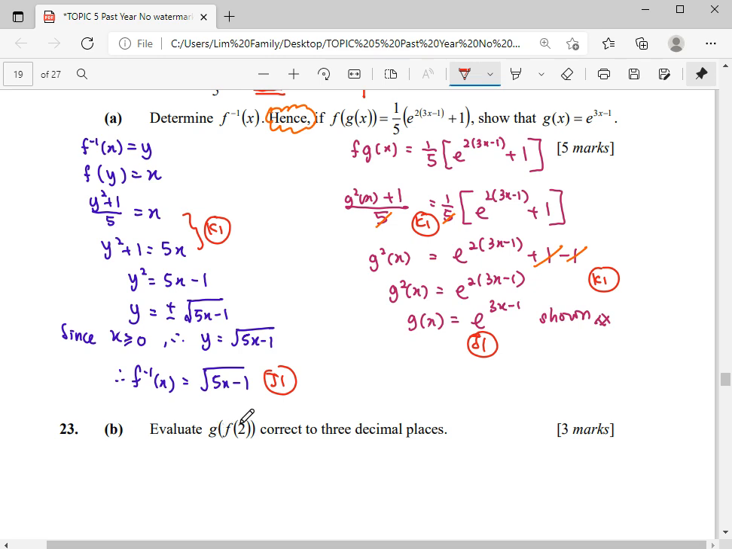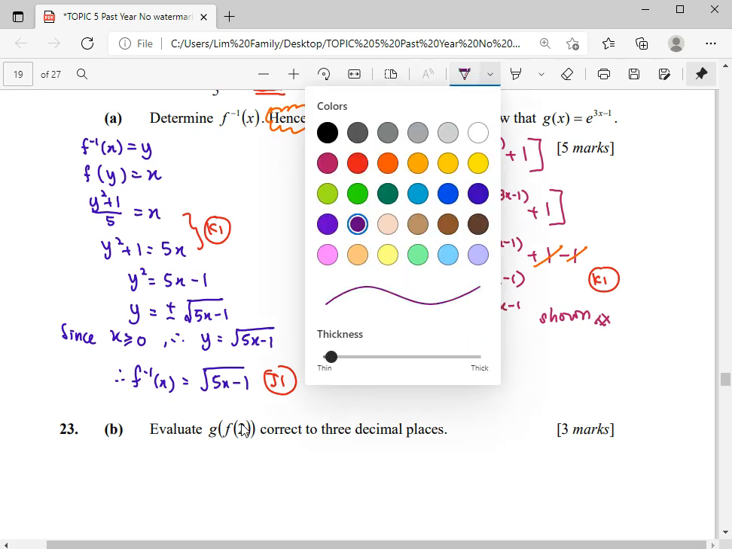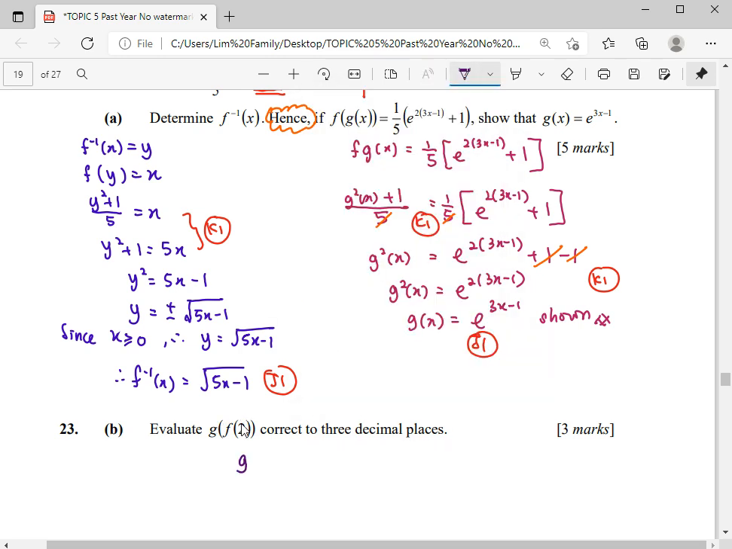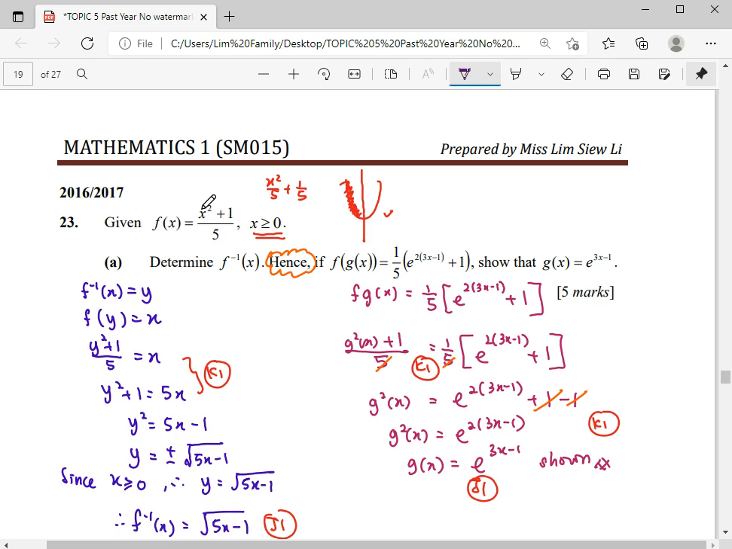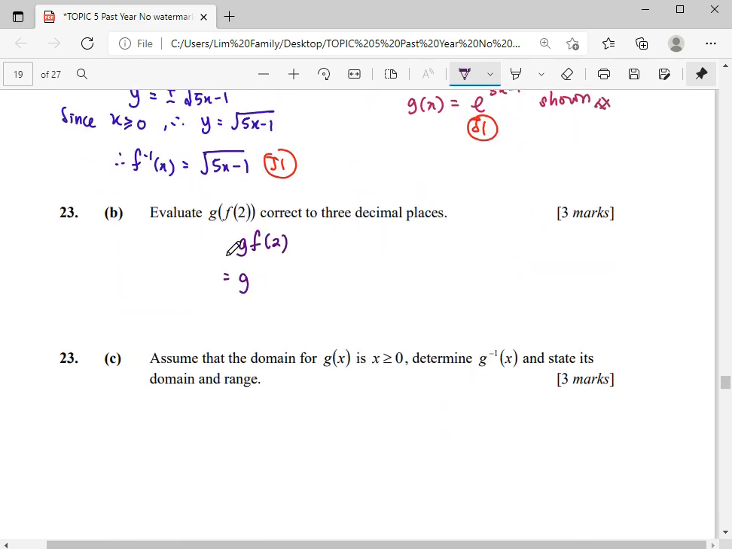Find our gf(2). So this means that we are going to substitute 2 into our function f. So what is our function f just now? So substitute 2 here. 2 squared plus 1 over 5.